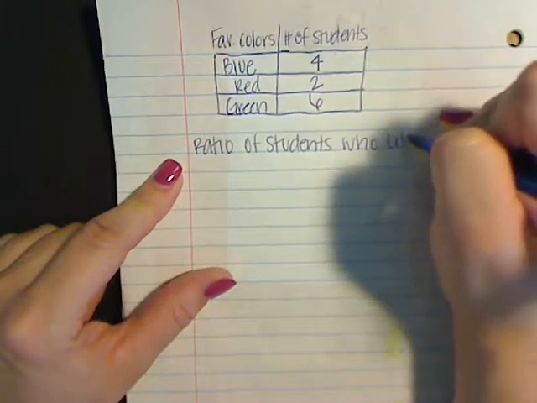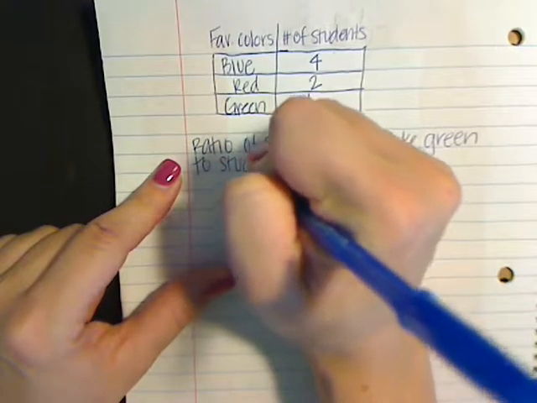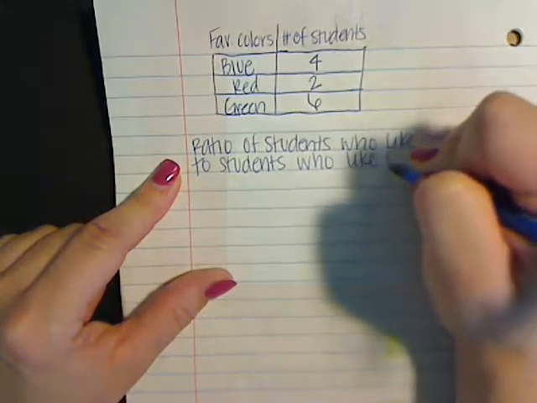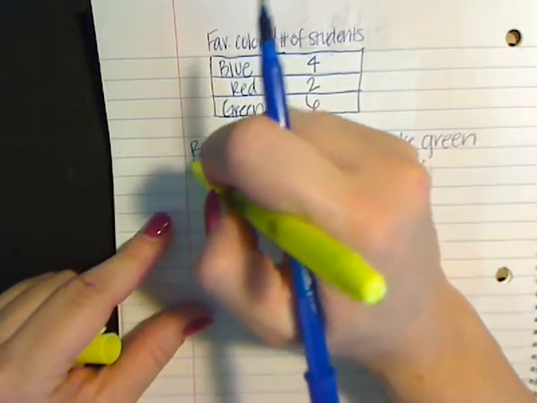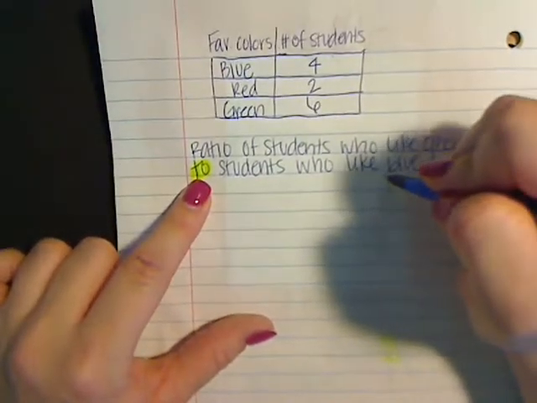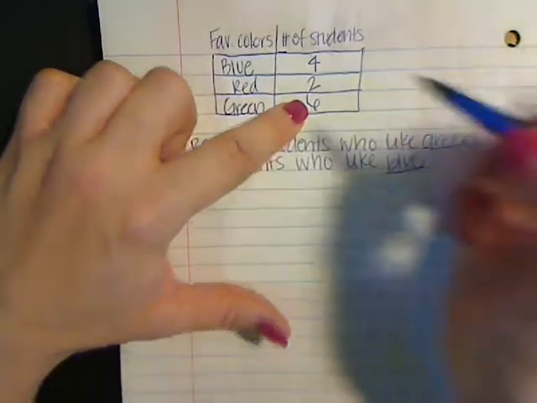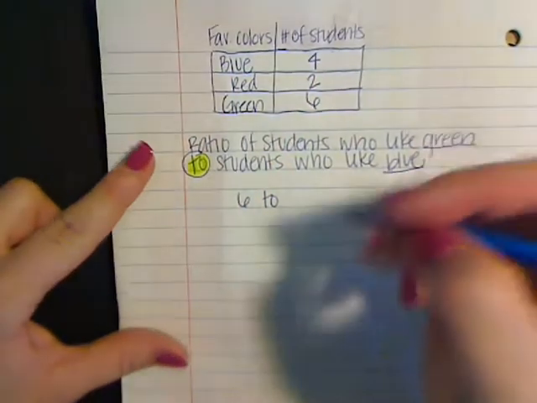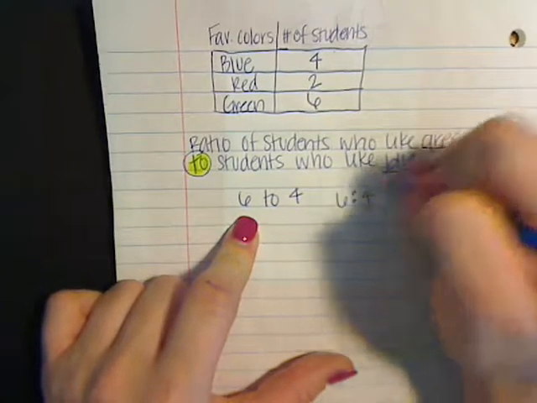Okay, so I want to know what is the ratio of students who like green to students who like blue. So green to blue. Green to blue. So how many students like green? 6. How many students like blue? 4. Okay, so there's one way to write that ratio, or I could write it with a colon or as a fraction.